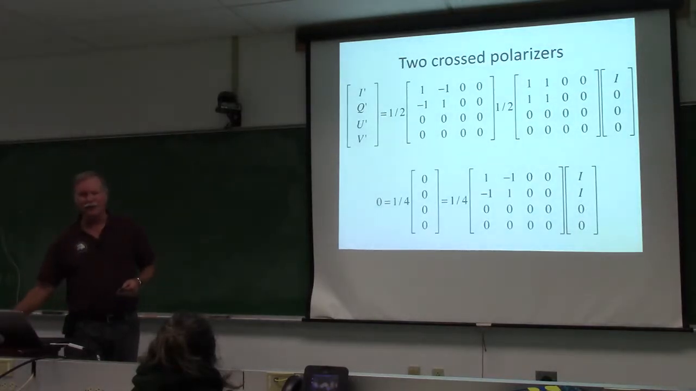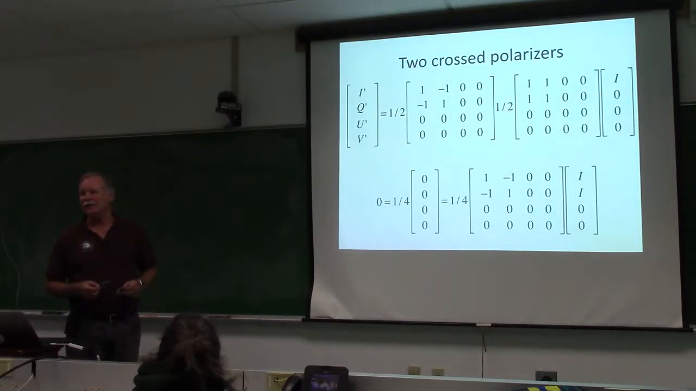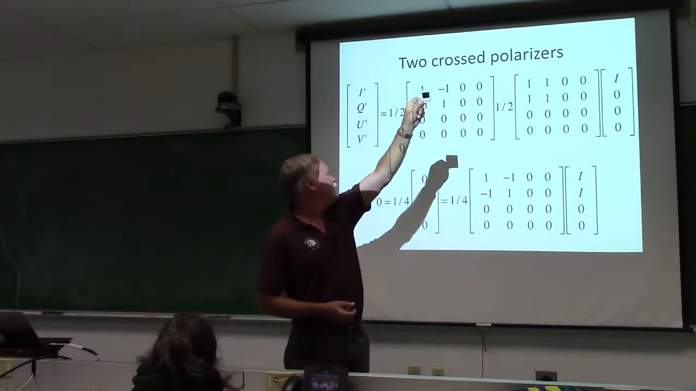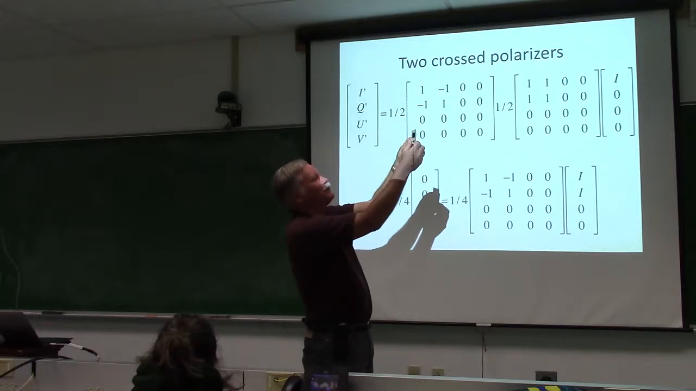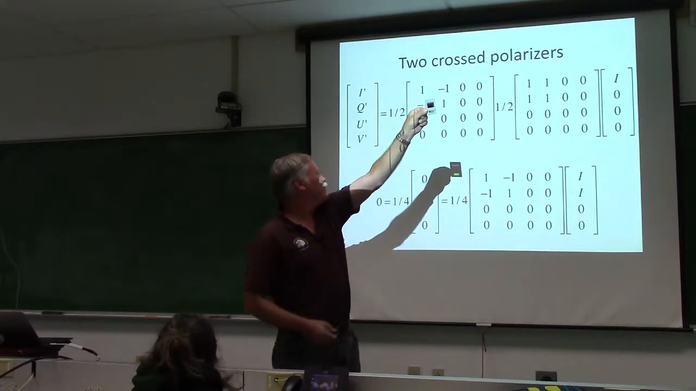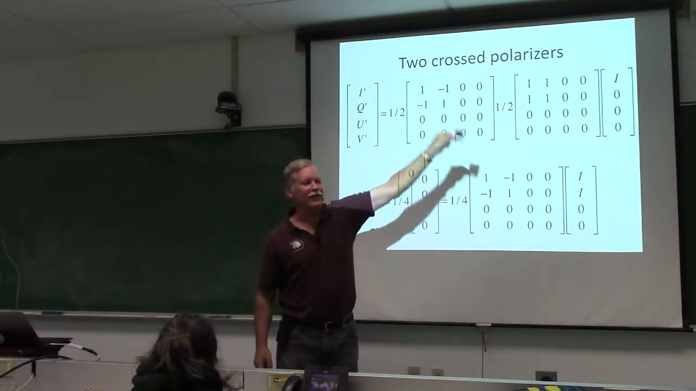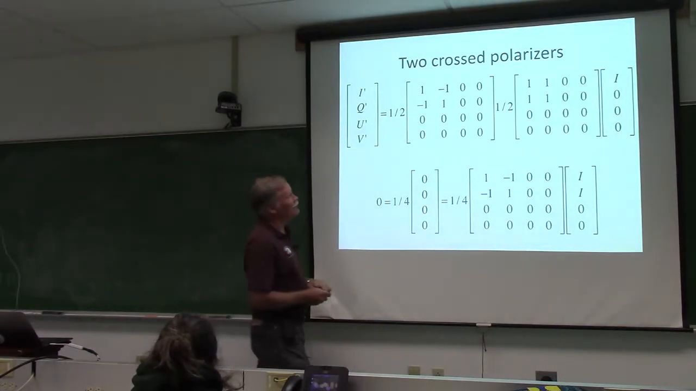Two crossed polarizers. What am I going to see out of that? I take two polarizers, I cross them. Even if that's sort of cool, I still like that. Okay, but see what happens in the middle? It's all dark, right? Two crossed polarizers, I get dark. So let's see what happens in the Mueller matrix.